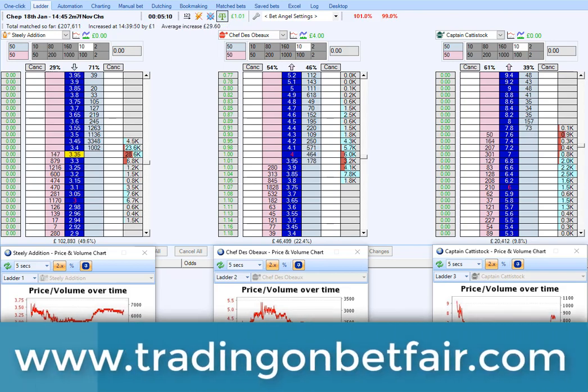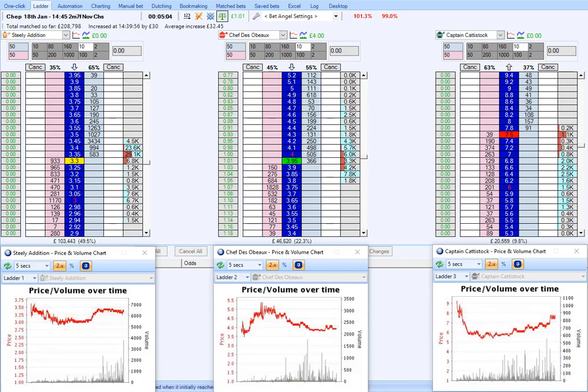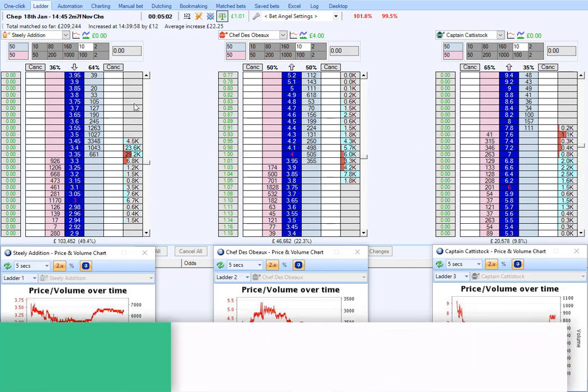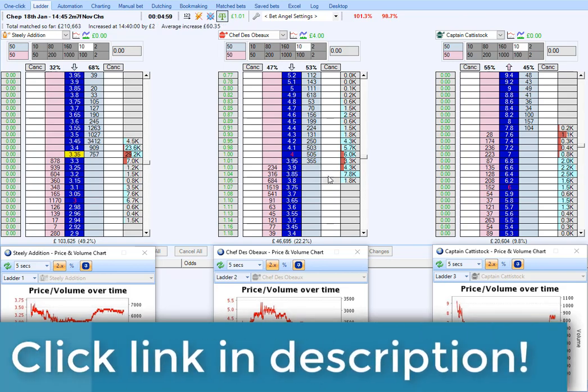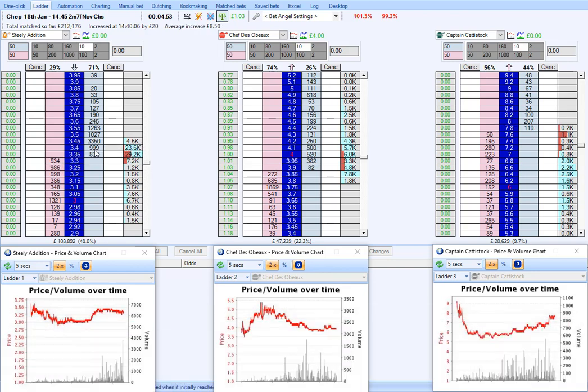I do feel this, you can't see it here because it's off screen, but the fourth favourite looks like it might come in a bit, but I'm not going to trade that one. I'm going to focus on these two here for now. As you can see, the favourite here is just settling in. All the money's matched on 3.4 and 3.35. And now it looks like it might start drifting, but there's just no way of telling really.